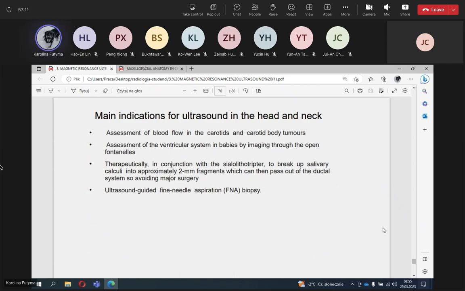Assessment of blood flow in the carotids and the carotid body tumors. Assessment of the ventricular system in babies by imaging through the open fontanelles can be a really helpful and safe method. Therapeutically, in conjunction with the lithotripter, to break up salivary calculi into approximately 2 millimeter fragments, which can then be passed out of the ductal system. So we are avoiding major surgery for the patient. And ultrasound-guided fine needle aspiration biopsy can be used, of course.